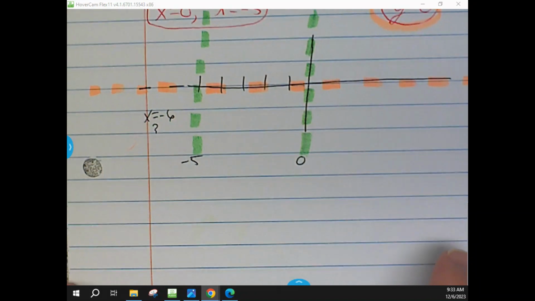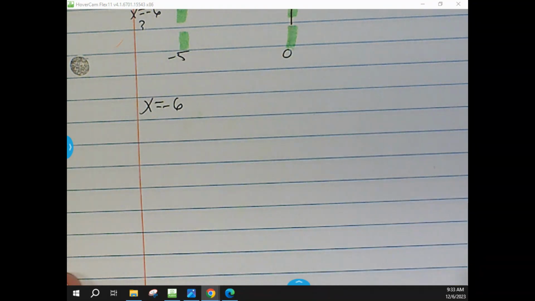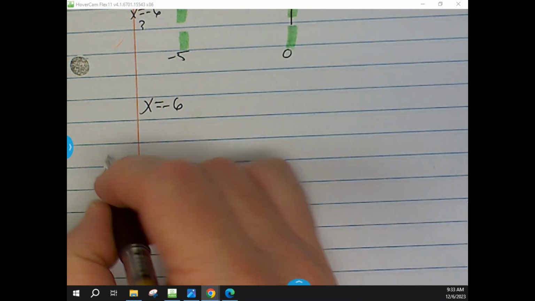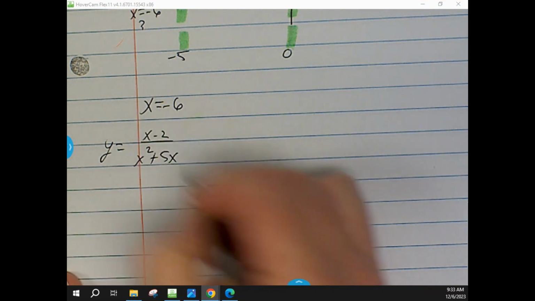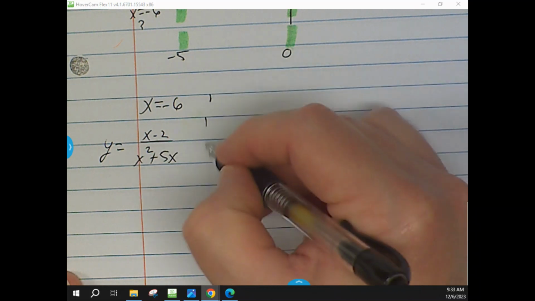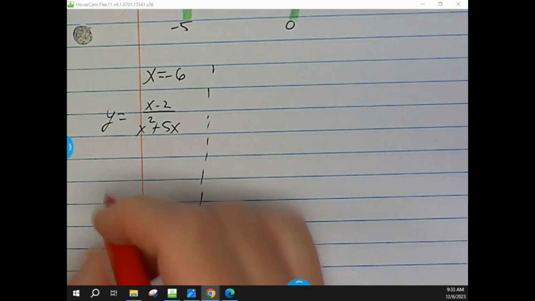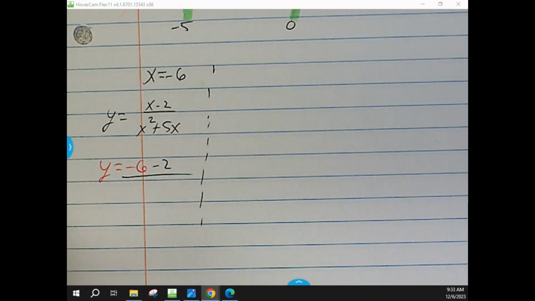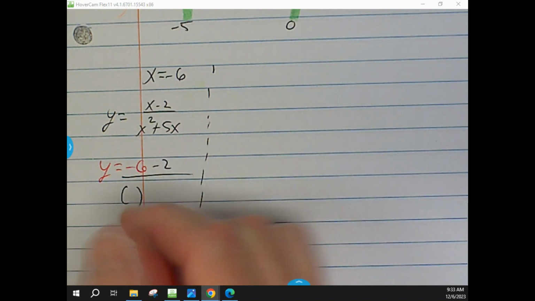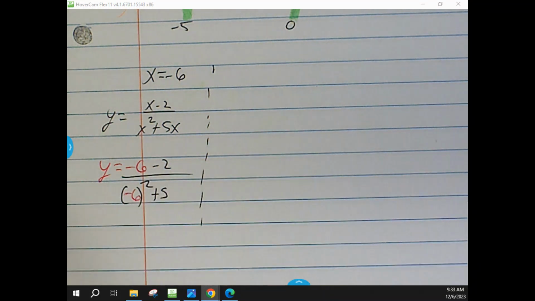Okay, now this is where sometimes it's good to have maybe a separate scrap piece of paper because when we start plugging numbers, it gets a little bit messy. So we're going to plug in negative 6. We're going to plug it into x minus 2 over x squared plus 5x. Okay, so plugging in negative 6, we've got negative 6 minus 2 over negative 6 squared plus 5 times negative 6.